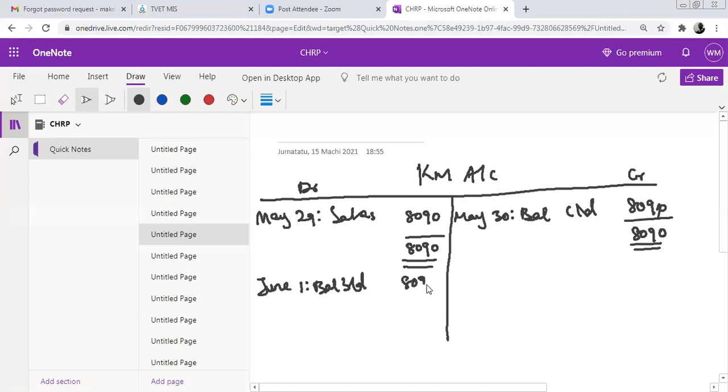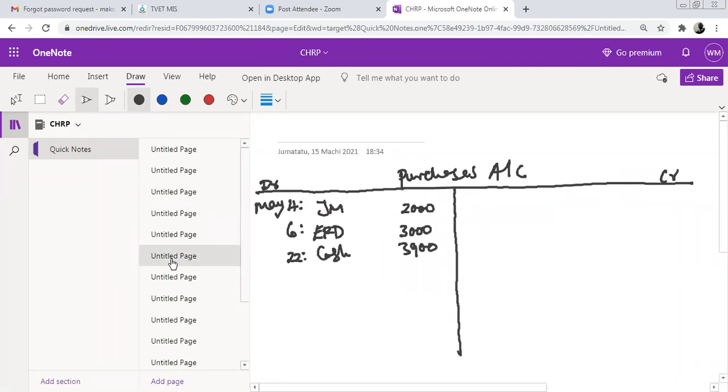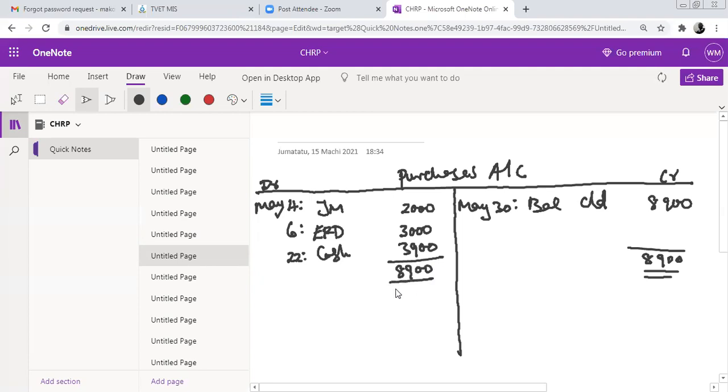So I hope you are able to follow that. The carried down is the closing, and the closing will indicate the last date of the month. The brought down is the first date of the next month. So the total purchases that we made in that particular period, this is 8,900. So as at May 30th, the opening balance will be the same on June.